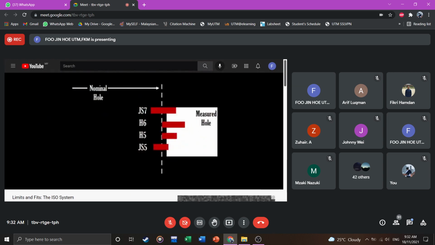The JS7 refers to the tolerance zone that the hole falls in. A hole that is 10.001 millimeters is in the JS7 tolerance zone, but it's also in the H6, H5, and JS5 tolerance zones. You have to remember that we can't measure the hole until after it's cut, and we have to specify the acceptable tolerance zone before it's cut.